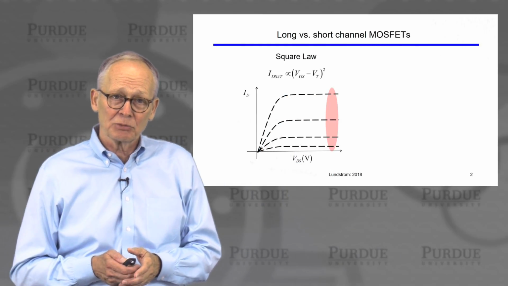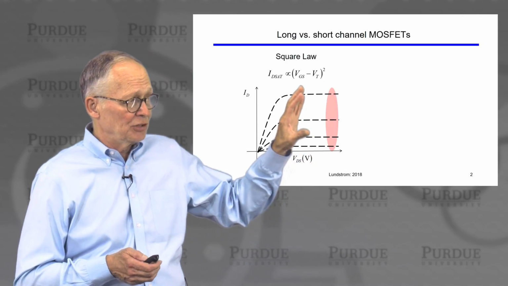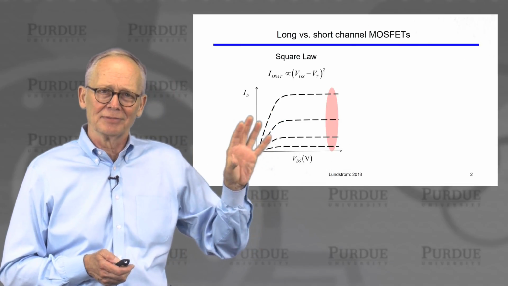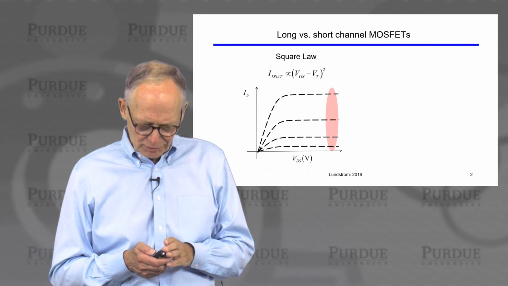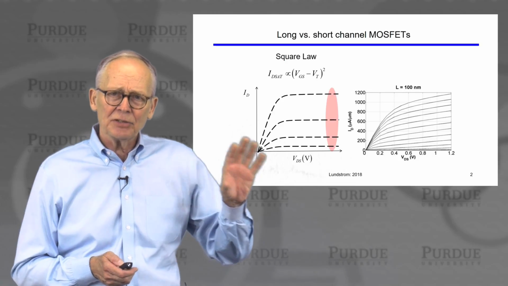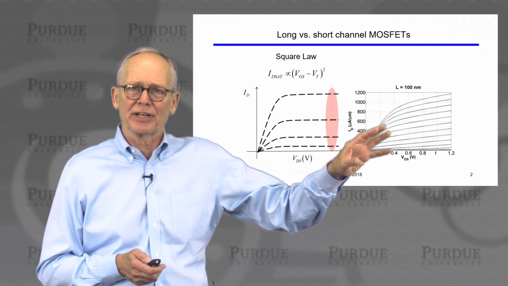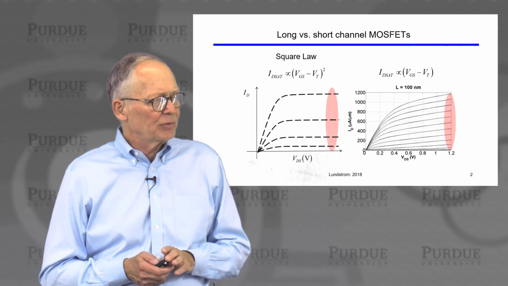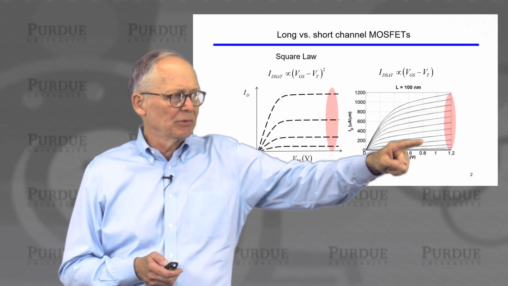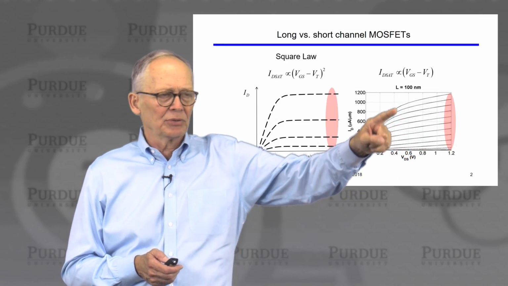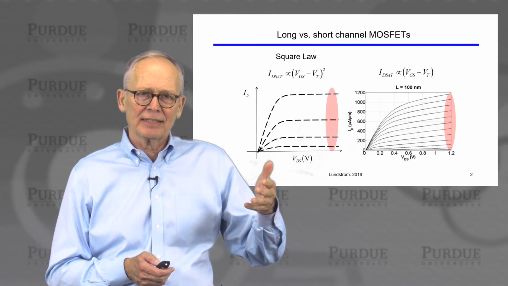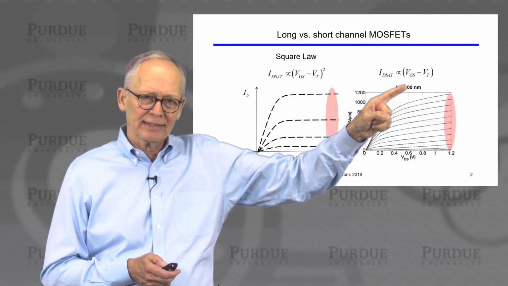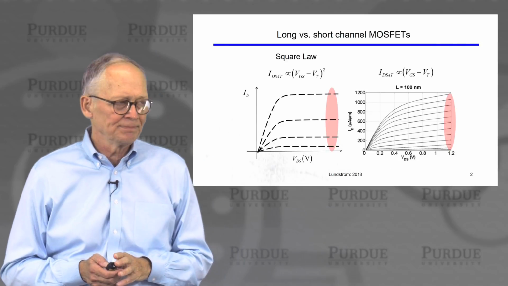The first transistors that were built had very long channels, and you would often see IV characteristics that look like this. You don't see them very often these days because channel lengths are much shorter. The other type of transistor, and these are measured characteristics from a more recent transistor, would look like this. The difference is that in the saturation regime, as you increase the gate voltage, the drain current increases linearly, not quadratically, with the gate voltage minus threshold voltage.